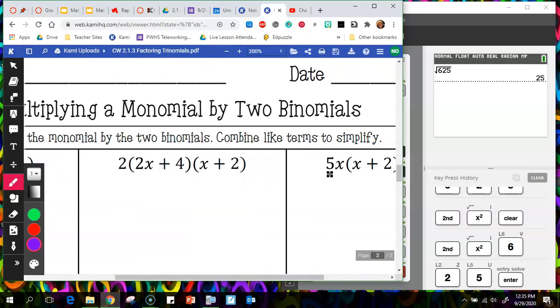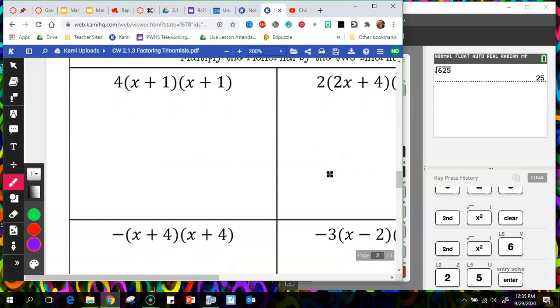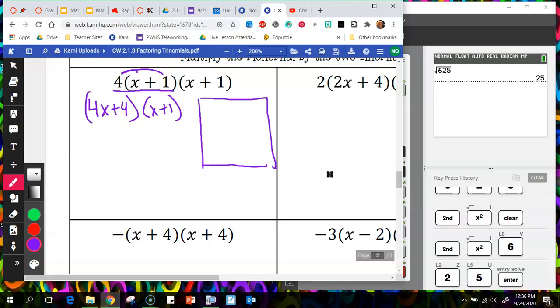Multiply a monomial by two binomials. I did some of these on the notes, or I think I did one of them. Here's what I would do. I would multiply this part first, and then I would use box method. Okay, so I'm going to distribute this 4 in. That is 4x plus 4. Leave it in parentheses, x plus 1. And then I would use box method to finish this out.